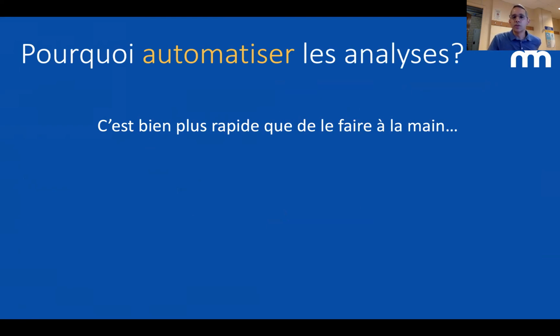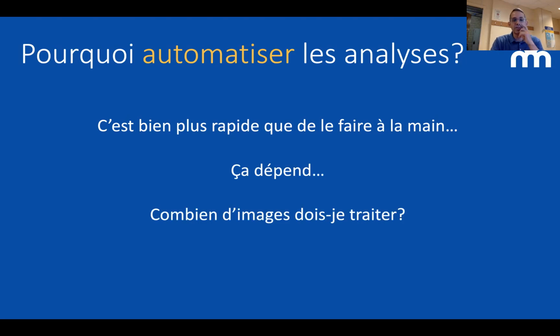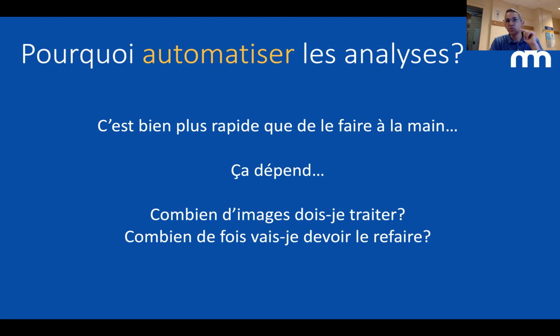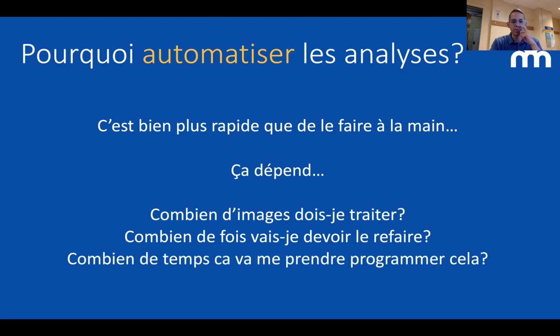Doing automation for analysis is not faster than doing it manually because it depends. It depends on how many images you need to process. It also depends on how many times you have to do this analysis. And also it depends on your skills, how much time it will take for you to code this. And because most of us don't have a lot of programming skills, usually it takes a lot of time for people and they rather do it manually. But this is not the case for all of us.